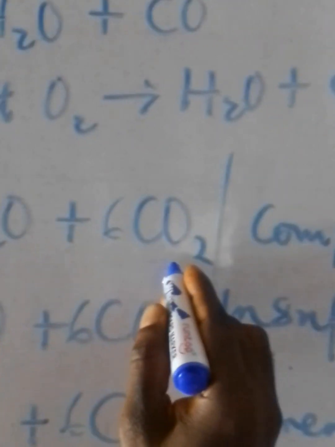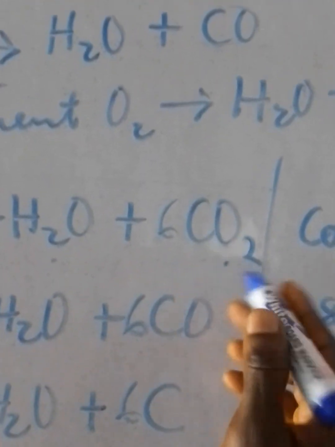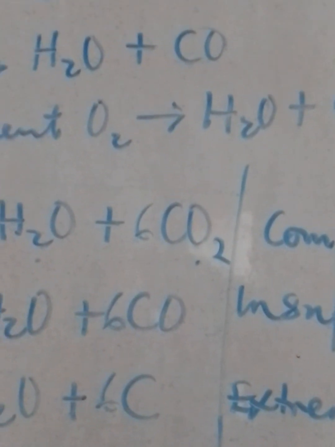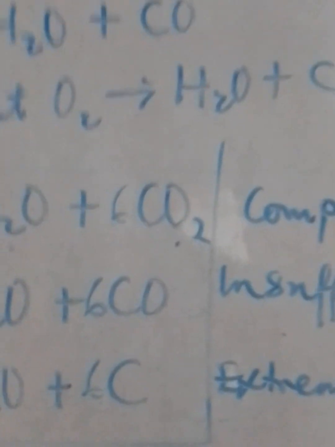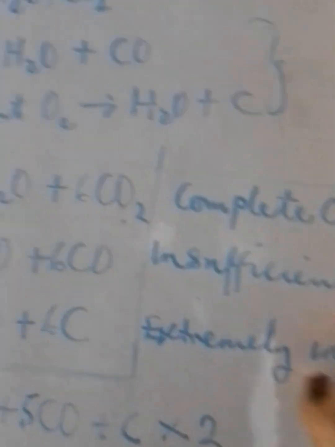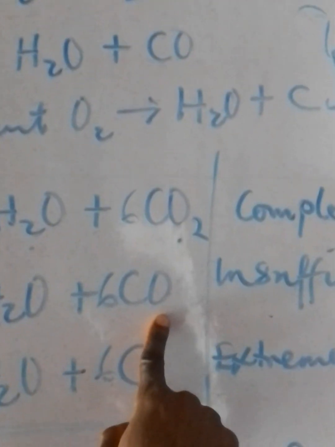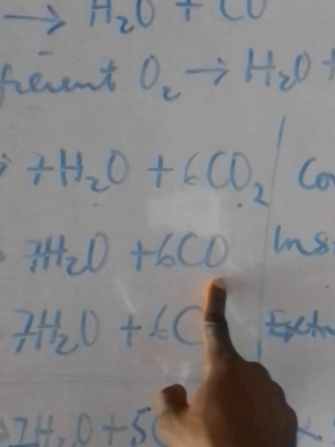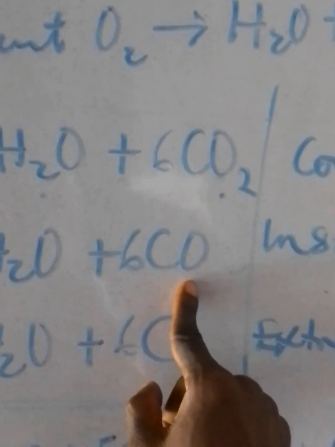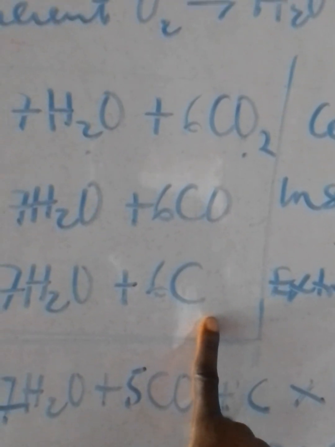What we are saying is, in sufficient oxygen, there is complete combustion of the hexanol to give water and carbon dioxide. It's not only hexanol. Any alkanol in sufficient oxygen burns to form water and carbon dioxide only. But in insufficient oxygen, instead of carbon dioxide, we have carbon monoxide. In extremely insufficient oxygen, instead of carbon dioxide, we have elemental carbon.